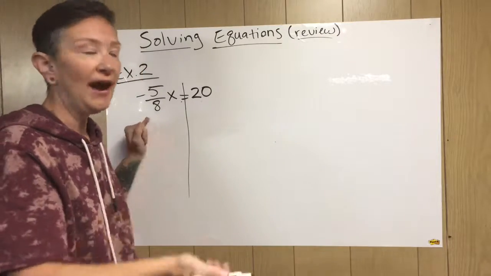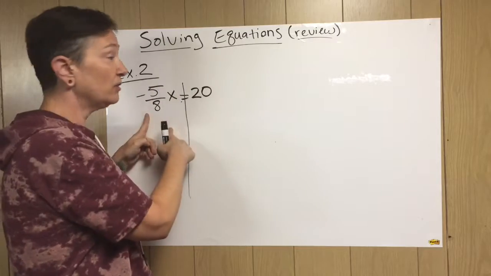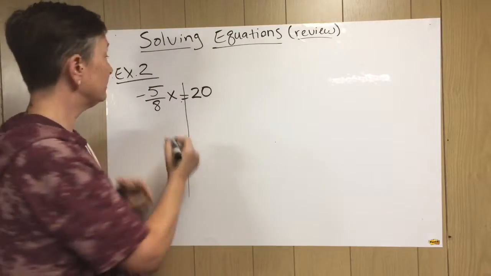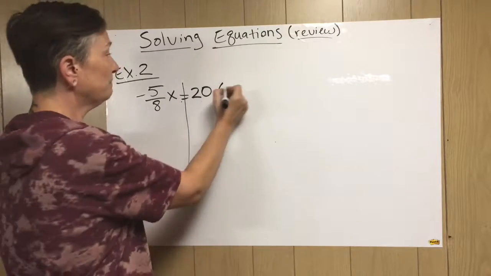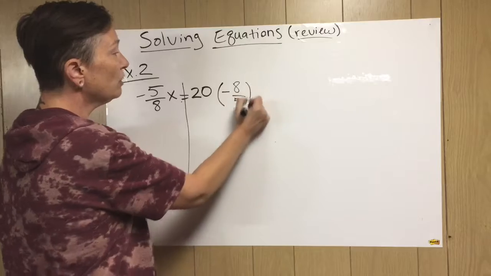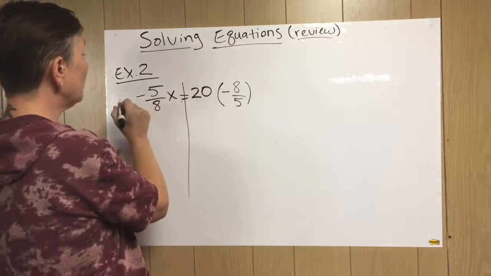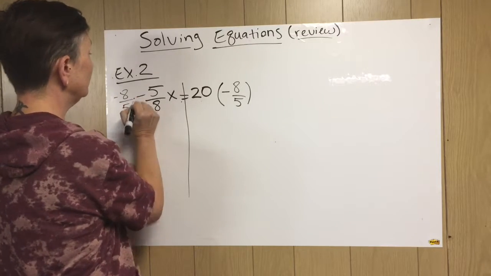So let's do that. To eliminate or get rid of this negative 5/8 on the left-hand side, I'm going to take the reciprocal and multiply on both sides. I'm going to take the negative with me. The reciprocal of negative 5/8 is negative 8/5. So I'm going to multiply that on both sides. So negative 8 over 5 times.